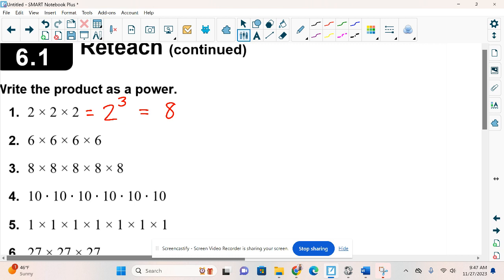Alright, number 2, how would you write that as an exponent? 6 to the power of 4, and then you would solve it. Alright. Number 3, how would you write that one? 8 to the power of 5.